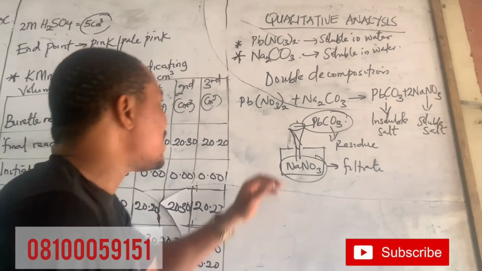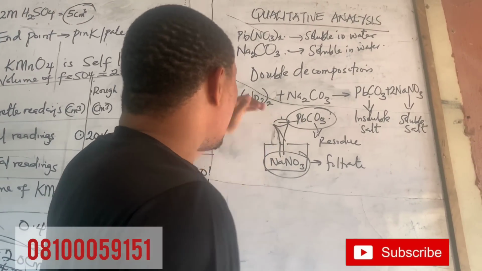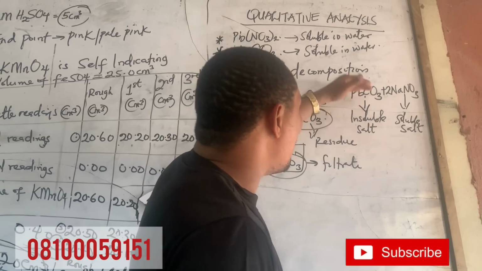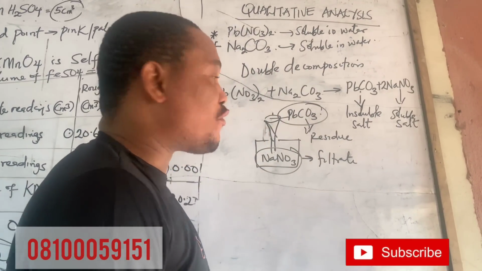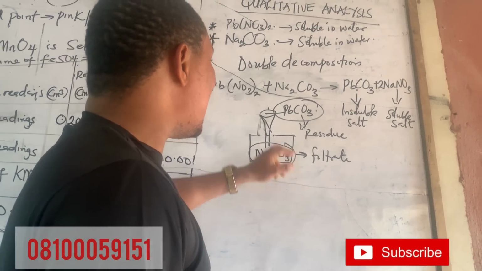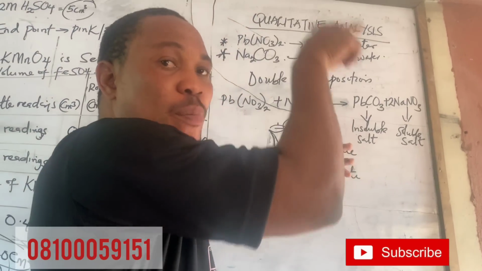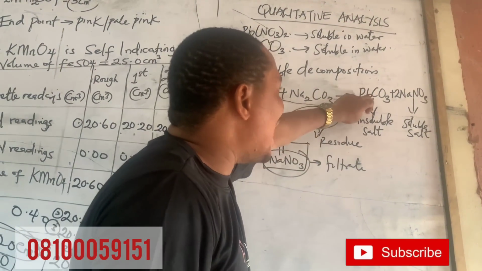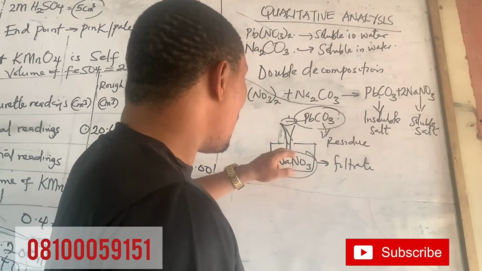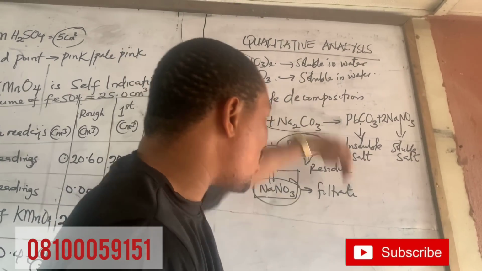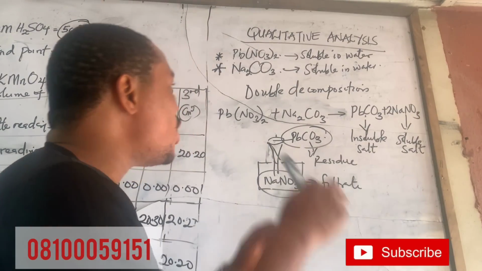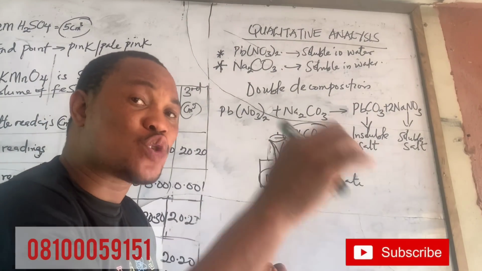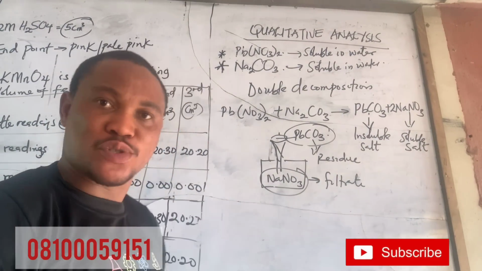Very important, when we mix with water, we are going to have this as insoluble and this will be soluble. So from there we can filter. If we filter, the residue, the one on top of the filter paper, will be lead carbonate, because that one is insoluble. Sodium nitrate is going to be the filtrate. It will penetrate the filter paper. That's the reason why I said one of the ways to produce insoluble salt is by mixing two soluble salts. Do you see that now?